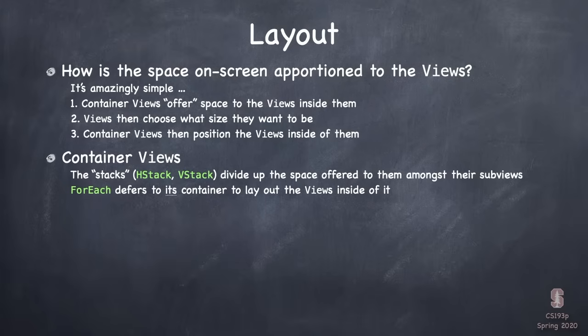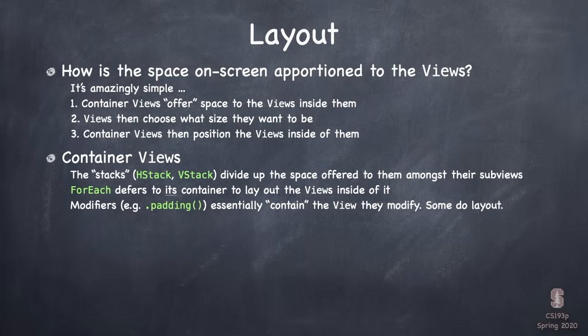It actually defers the positioning and sizing to the container that it's in. That's why we put our card views that were in that for each into an HStack. So the for each is deferring, letting the HStack decide. And a hidden thing that's going on with layout is modifiers, like dot padding and others. They essentially contain the view that they modify, if you want to think of it that way. And some of them, like padding, do layout.